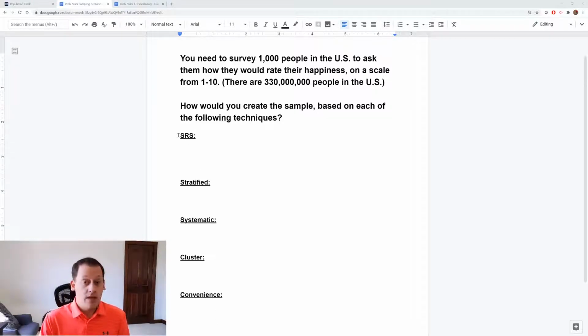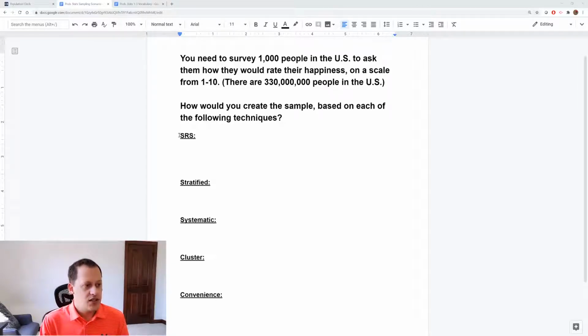So, you should be able to get a sample of 1,000 people in the United States using a simple random sample, stratified sampling, systematic sampling, cluster sampling, and convenience sampling. What I want you to do is take a few minutes and sketch out, maybe on a blank piece of paper somewhere, or if you are just writing on lined paper, just put that as the next thing in your notes. I think this is good practice. How would you construct these samples? And go into some detail.